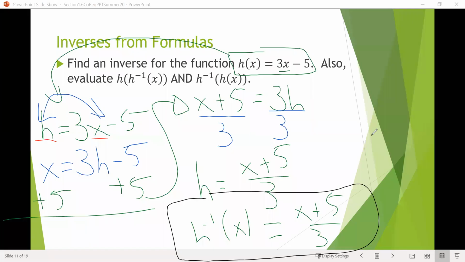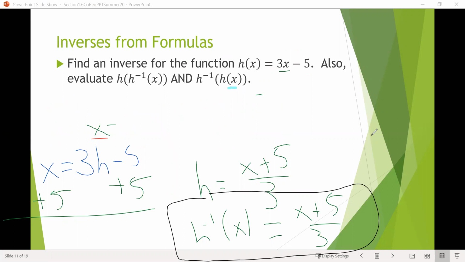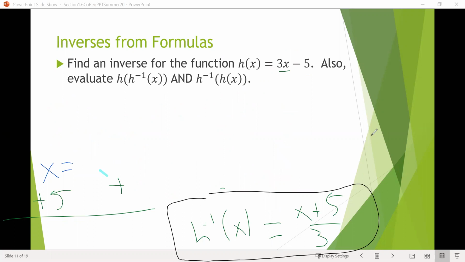Okay, let's now do the second part of this problem. Notice that it has told us to evaluate h of h inverse of x and h inverse of h of x. So basically what we're being asked to do here is some composition of functions, stuff that we did in, I believe, section 1.3 or 1.4.